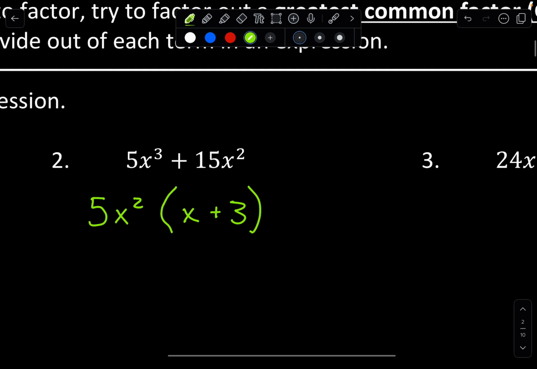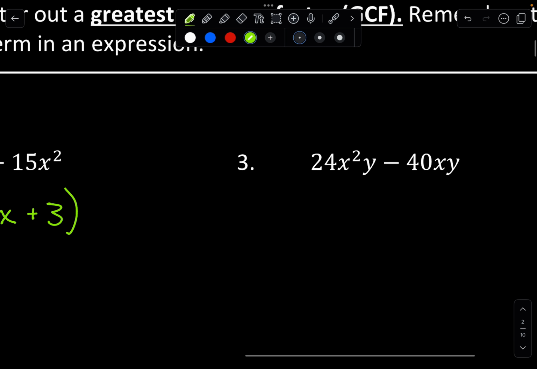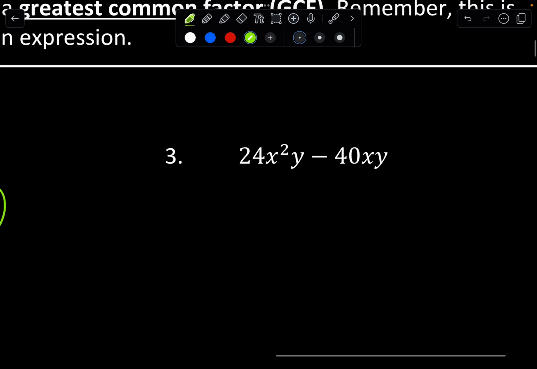All right, the third one here, what we'll have here is a 24x squared times y minus 40xy. I look at the GCF of 24 and 40. The biggest number that goes into both of those numbers is going to be an 8. Then I look at my 2 variables there. What's the highest power of x that I can take out? You'll notice the first term has an x squared, second one has an x, so I can take out one of the x's. And you'll notice that I have a y in both of those, so I can take a y out.